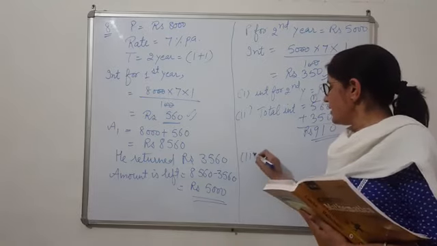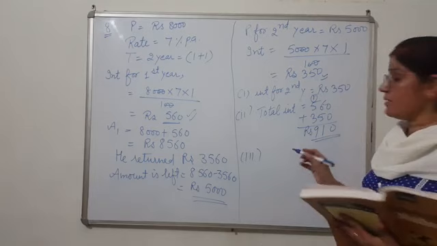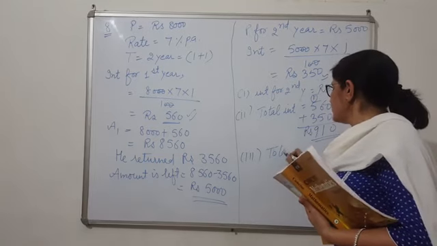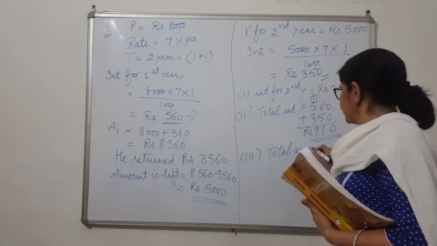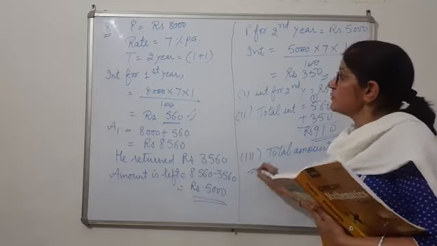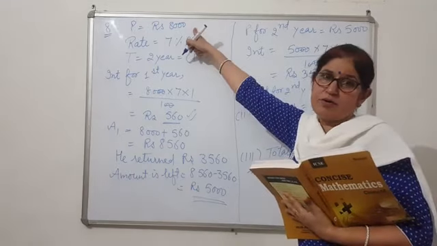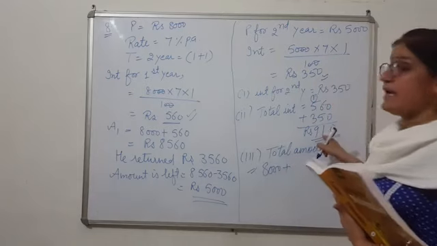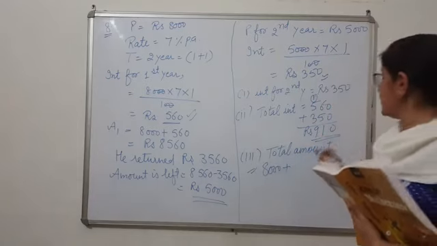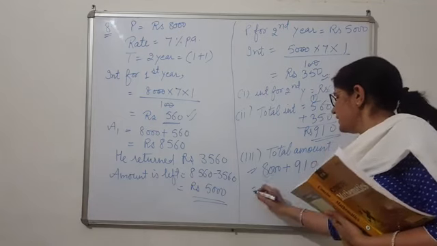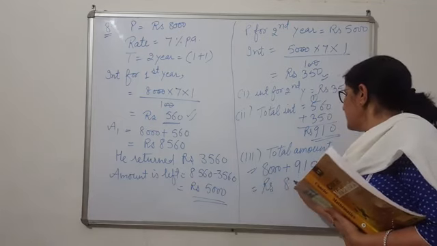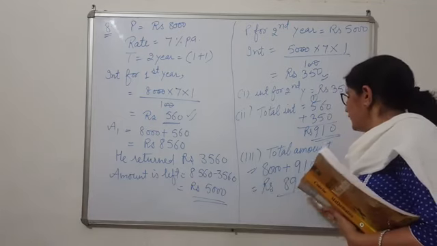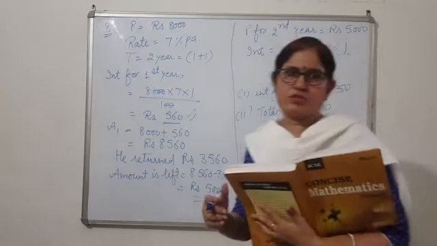Now in the third part, they have asked the total amount. So for the total amount, we will take the principal which is given in the starting of the question, which is 8,000, and we will add this interest of both the years, and we get rupees 8,910, which will be the final amount.